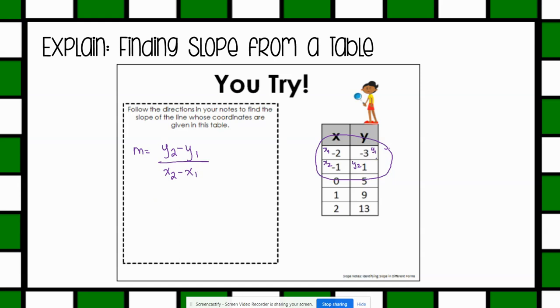Well, our y2 is 1 and our y1 is negative 3, so we would do 1 minus negative 3. And then our x sub 2 is negative 1 and our x sub 1 is negative 2. So we would do negative 1 minus negative 2. 1 minus negative 3 is going to give us 4. Then negative 1 minus negative 2 is going to give us 1. Well, if we do 4 divided by 1, we're going to get 4. So that means the slope of the line for this table is 4.